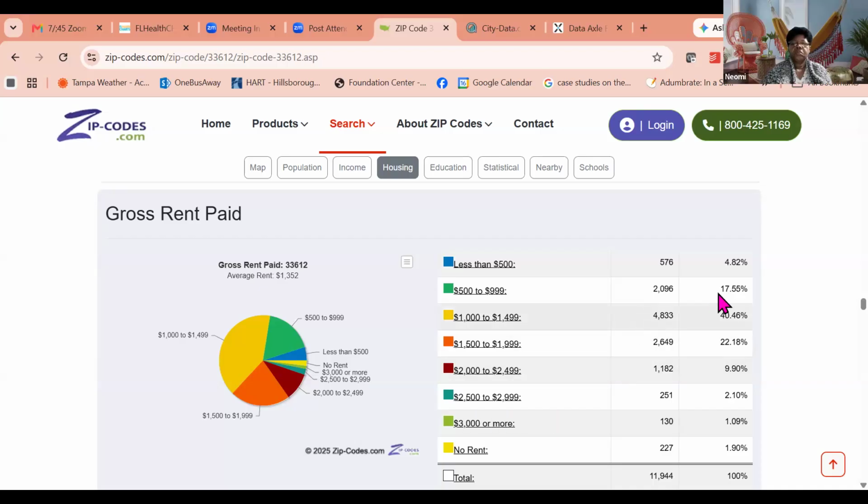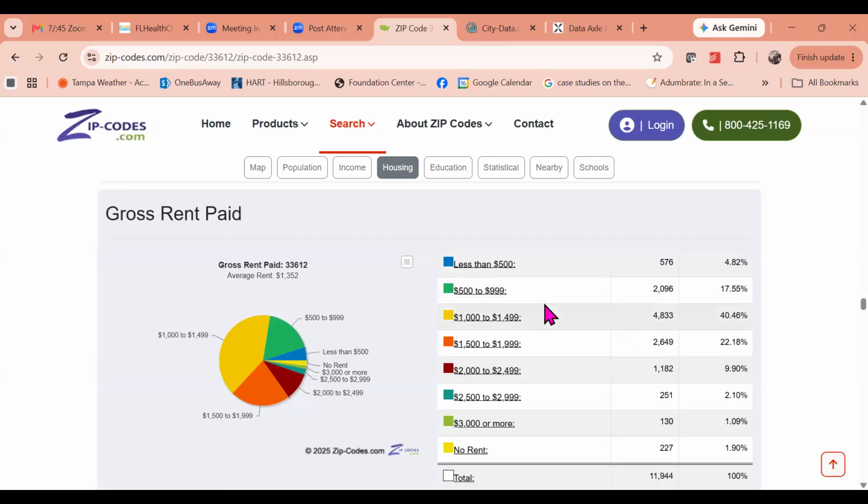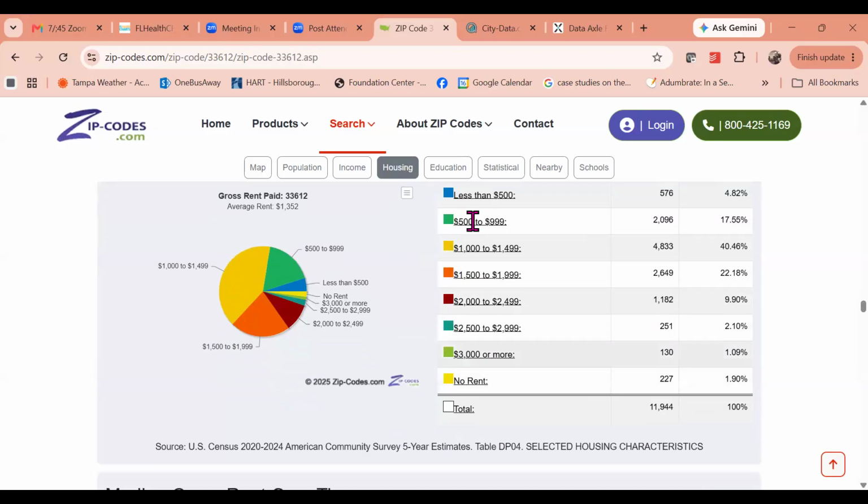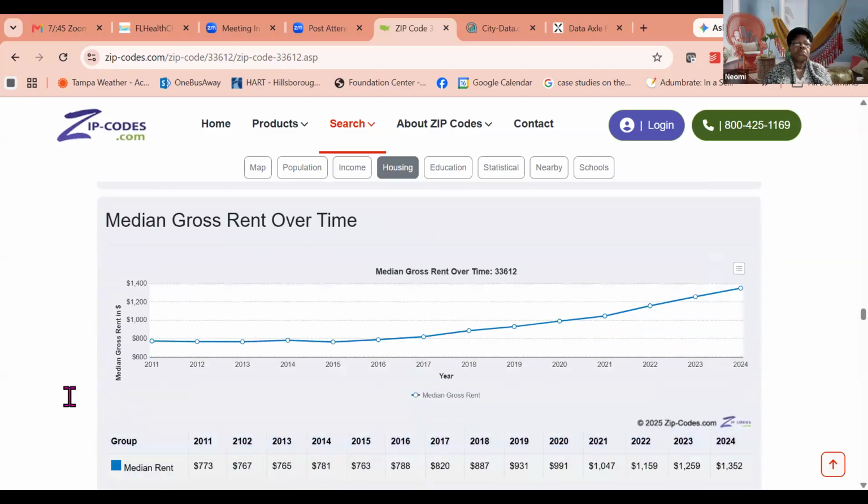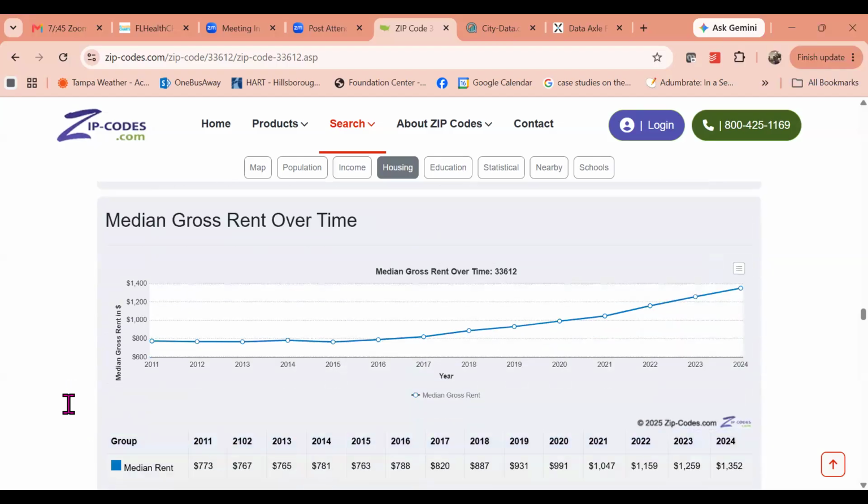You got places where you can get from 500 to $1,000. And some, well, it's only a little, you got 4 points that's less than 500. But these are the ranges that people have in your neighborhood. You can tell information about your neighbors that they don't even know about, the household income. This is median gross rent over time.